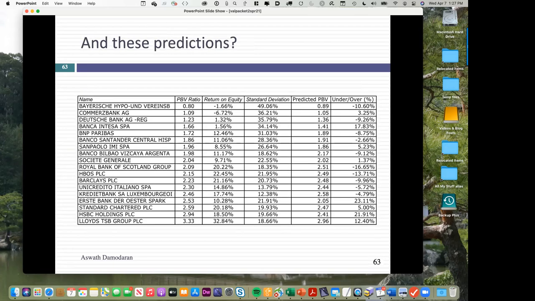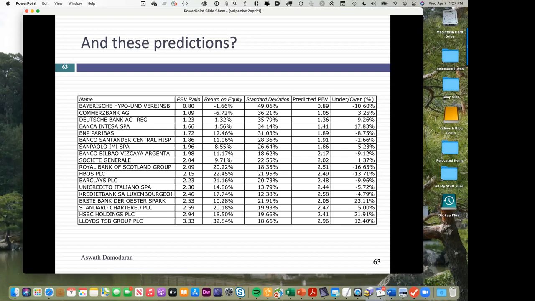I took every one of my companies in that sample, plugged in their return on equity and standard deviation, and came up with a predicted price to book. So if you look at Banco Popular, it's trading at 0.8 times book value. Based on its return on equity and standard deviation, it's a terrible return on equity. Its predicted price to book should be 0.89. If you compare the actual to the predicted, it's undervalued by about 10.6%. And I do this for every company in my group.